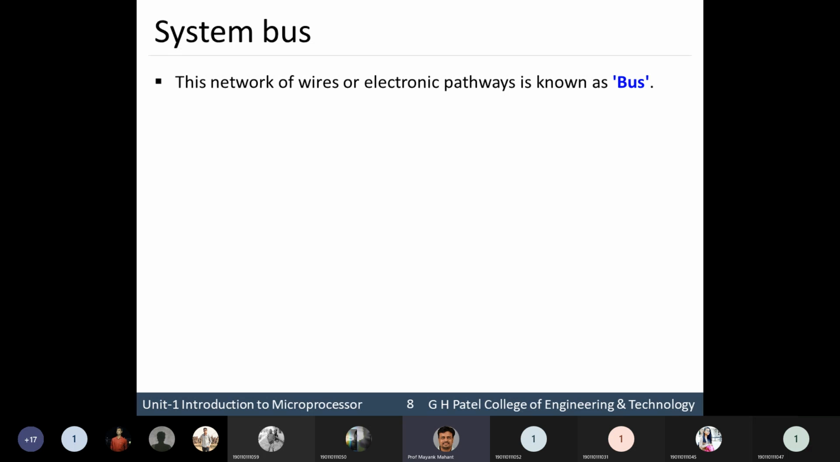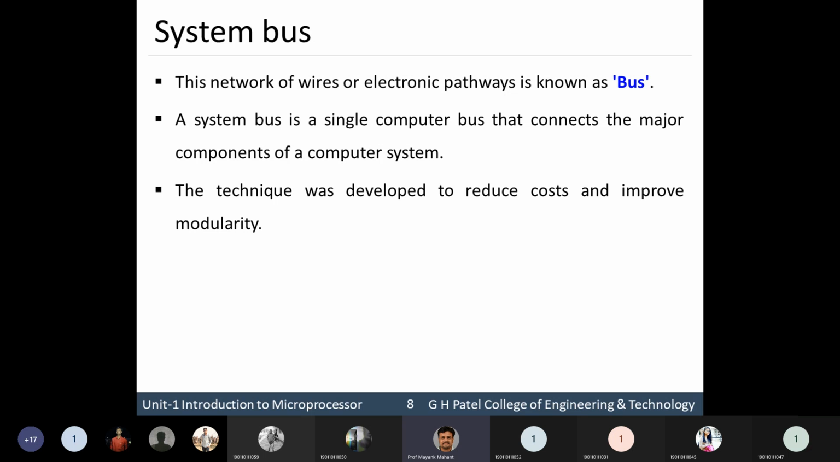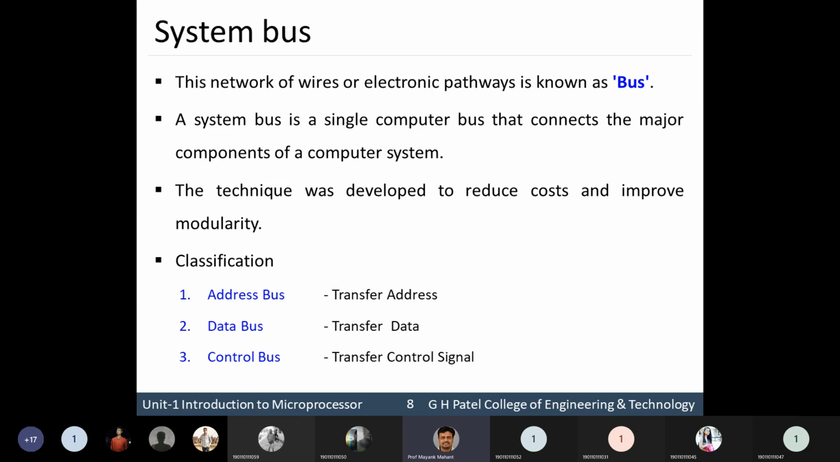A bus is nothing but a network of wires having a physical connectivity between two components. A system bus is a single computer bus that consists of the major components of the computer system. This technique was developed to reduce the cost and improve the modularity. We can classify three different types of buses: an address bus, a data bus, and a control bus. These are the three different types of buses available in the system.